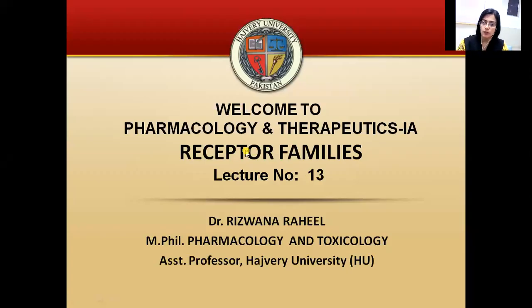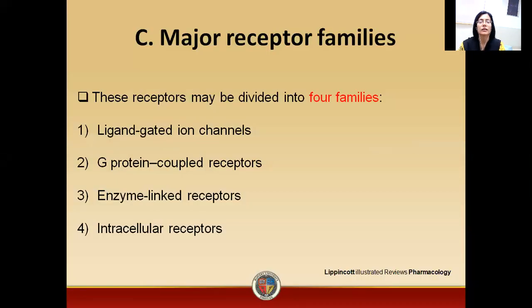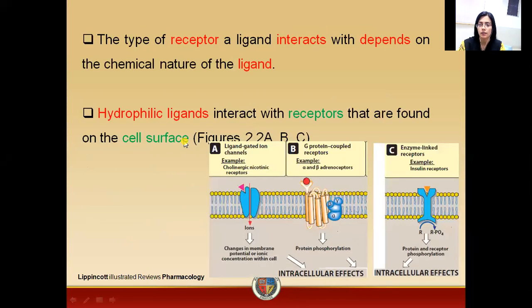So in today's lecture, students, we are going to study a receptor family that is ligand-gated ion channel. We have already discussed that there are four major receptor families. These include ligand-gated ion channel, G-protein coupled receptor, enzyme-linked receptor, and intracellular receptor. Now first we are going to discuss ligand-gated ion channels.